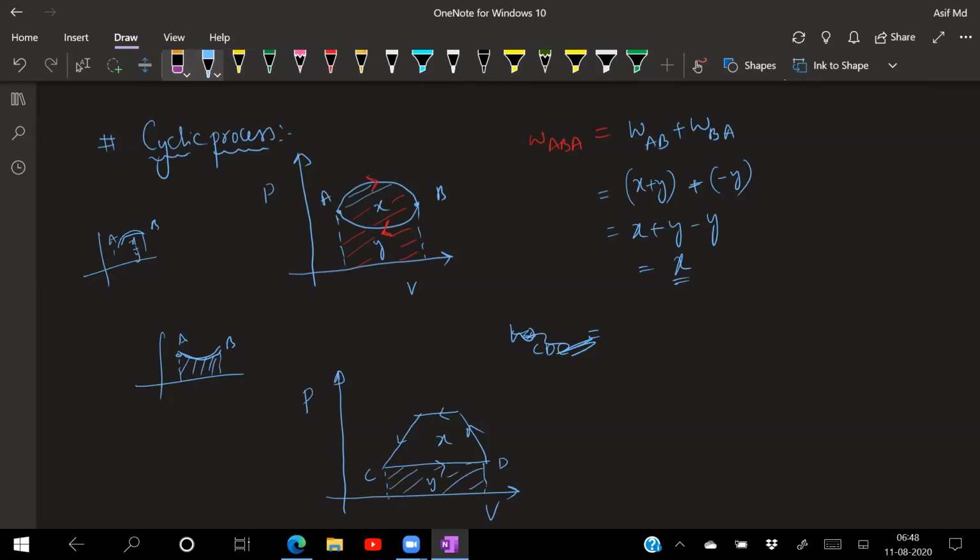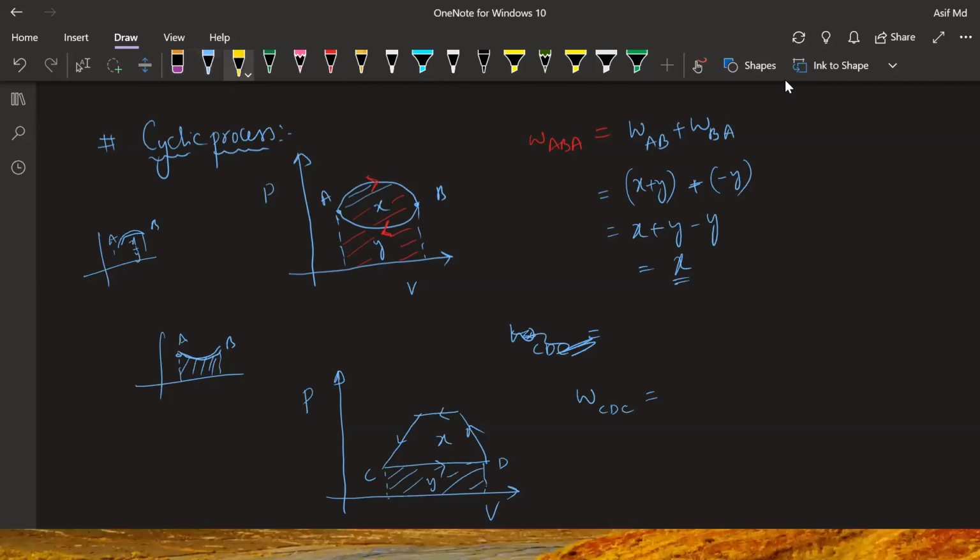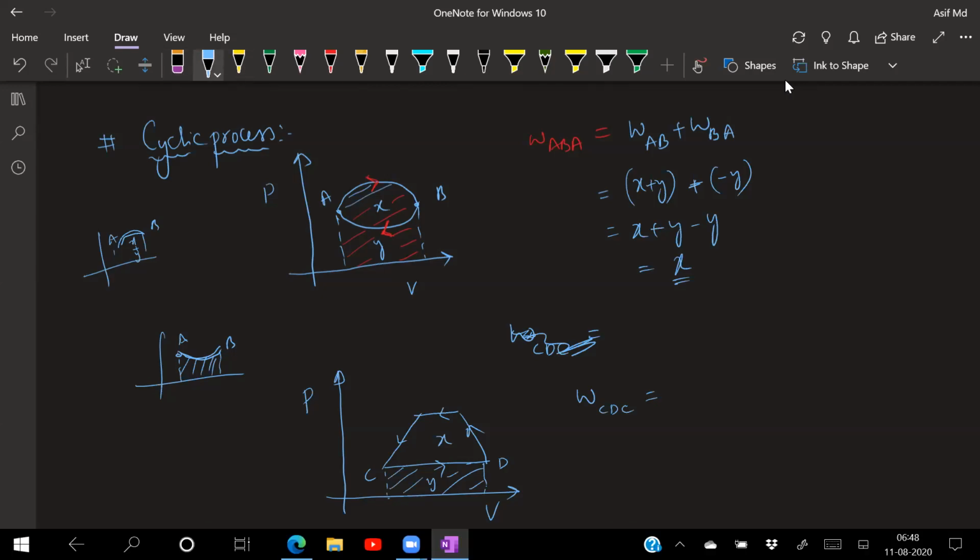I need to calculate work done from C to D to C. I'm starting from C, going to D, and again from D I'm coming to C. Is it a cyclic process or not? It is, sir. Okay. From C to D, first you find the work done from C to D, then the work done from D to C. Understood?